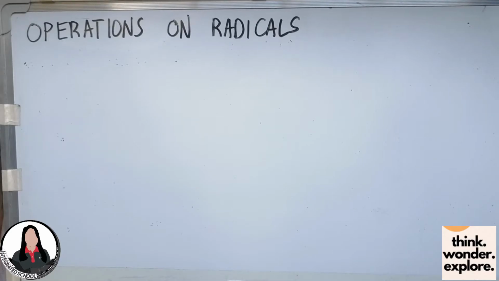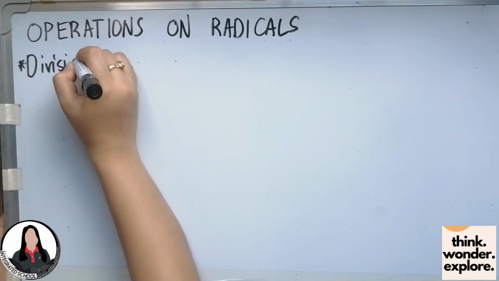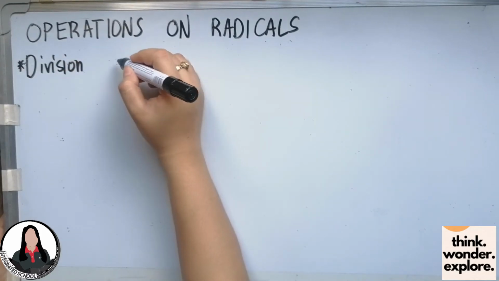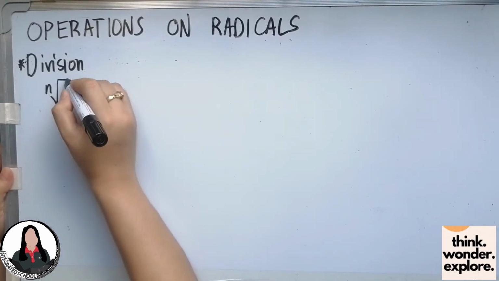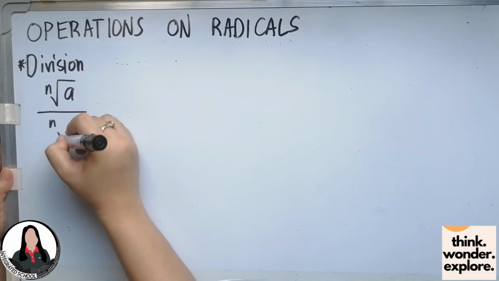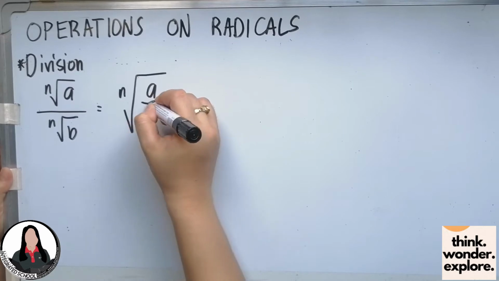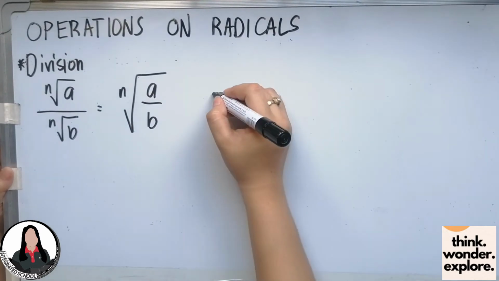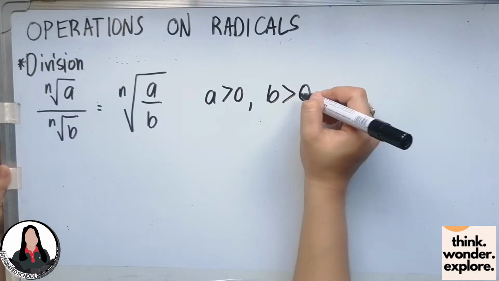Now that we are done with multiplication, let us proceed with the last operation on radicals, which is division. For us to get the quotient of two radicals of the same order, we use the law: the nth root of A divided by the nth root of B is equivalent to the nth root of A divided by B, given that A is greater than 0 and B is greater than 0.